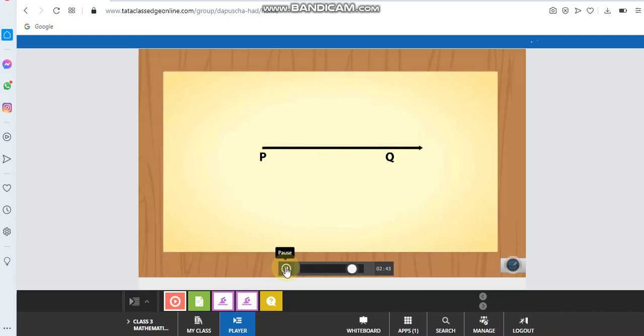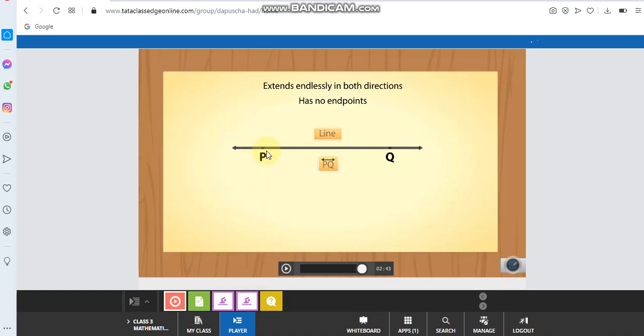Now, if we extend ray PQ endlessly from the other end, we get a line. A line extends endlessly in both directions and has no endpoints. If P and Q are 2 points on a line, then we can call the line PQ or QP. We denote line PQ with a double-headed arrow.